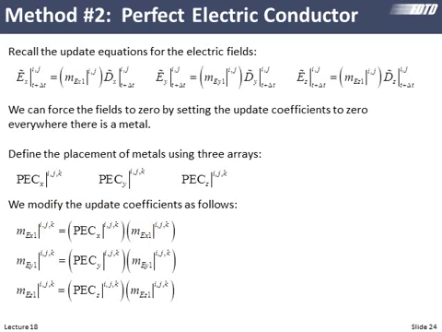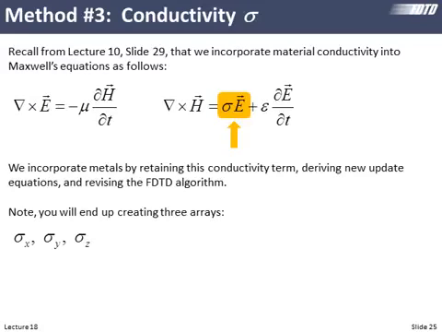So we really just force our update coefficients to be 0 where we want to force our electric fields to be 0. Requires a little bit of change to the code, but I think in the end it's a little bit better approximation than the extreme dielectric constant, although probably not much different. Well, the third method, and a bit better method, is to actually include the conductivity term in Maxwell's equations and formulate the update equations, leaving that conductivity term in there. And we already did that in a previous lecture for one dimension.